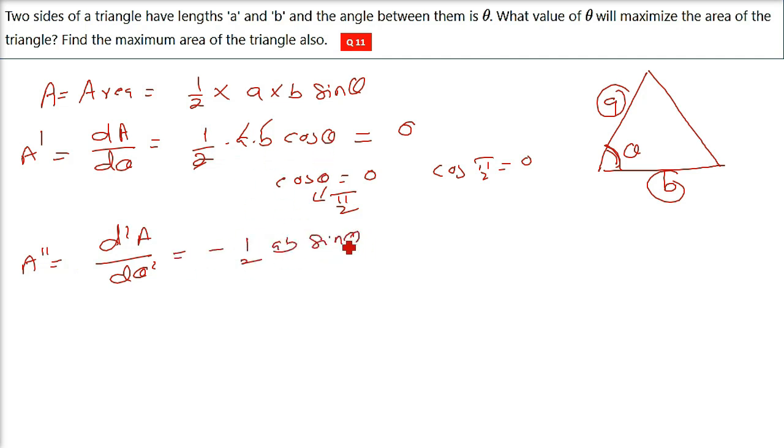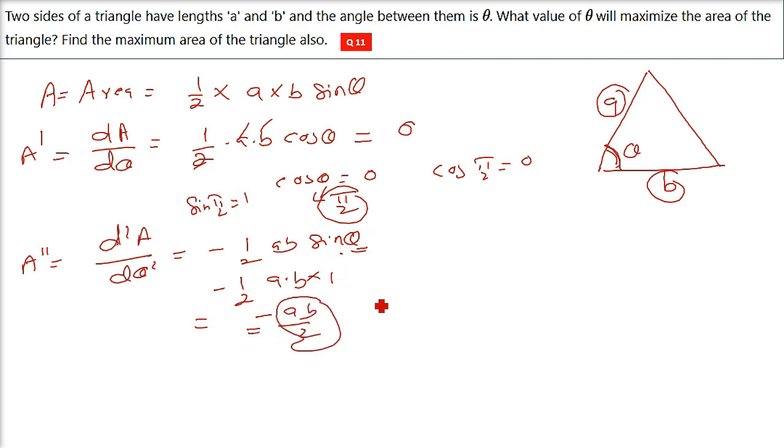Cos theta will be minus sine theta. Since this sine theta value is already known, what is the value of sine pi by 2? Sine pi by 2 is 1 only. When you have sine pi by 2 as 1, you will get minus half into AB, that is negative AB by 2. When you get a negative value, that simply means that it is less than 0, which is showing that we are talking about the maximization of the area of the triangle. This has already been done.